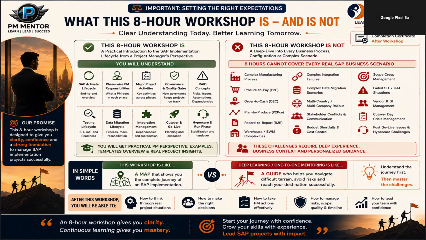It helps you to understand where you are, what comes next, and what the project manager should be thinking about each phase. But deeper learning and one-to-one mentoring is like having a guide with you. A guide helps you to navigate difficult situations, understand the specific project challenge, and decide what to do based on the real, actual business context. And that is a different level of learning, and both are useful.